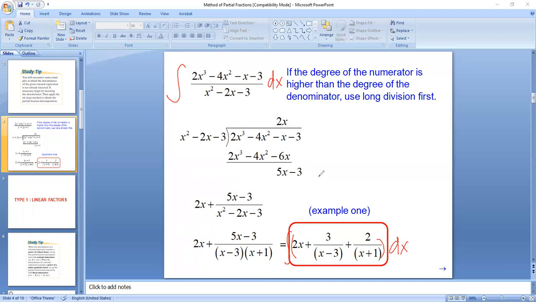So the answer for the first integral, I'll write here, that would be x squared. The answer for the second will be 3 ln of x minus 3, because this is u and the du of that is just dx. So this 3 you just place before the integral. This one is 2 ln of x plus 1 plus c. That's it. This is the answer to this given integral using the method of partial fractions.